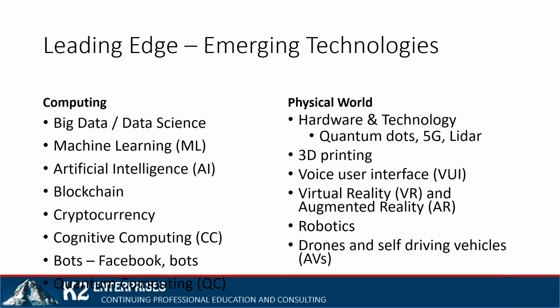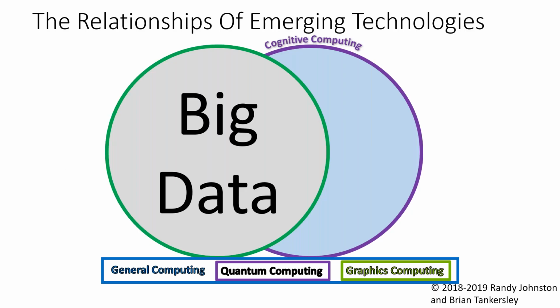Now, as we look at this, we've got a lot of different technologies to look at. So I'm going to start out with a Venn diagram here. When we think about the emerging technologies, we're going to put them into this Venn diagram. Notice that all of this is built on a foundation of computing power, which we're going to need to deal with these emerging technologies.